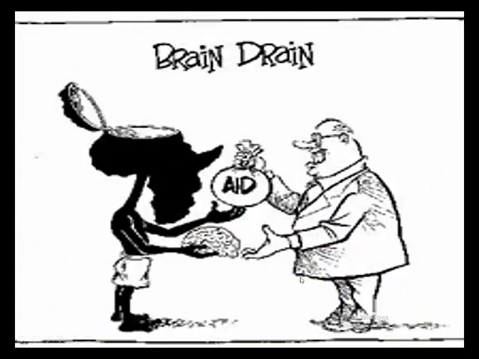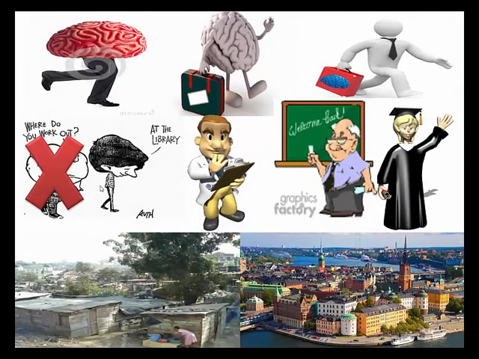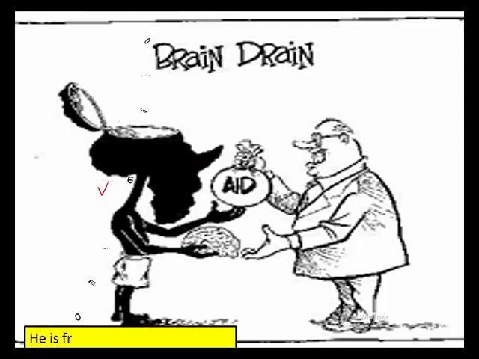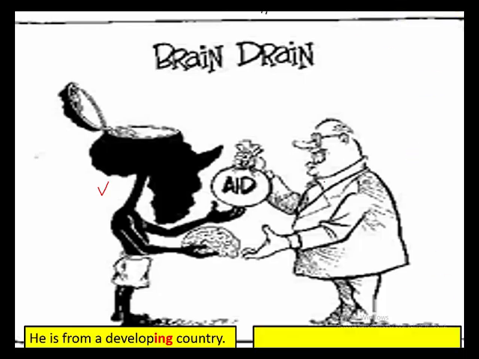What about this? What's this person doing here? Yes, he's selling his brain. Selling his brain to get what? Money. Very good. So this person here, where is he from? Is he from developing or developed countries? I'm talking about this. Yes, he's from developing countries, poor countries, and this one is from rich countries.